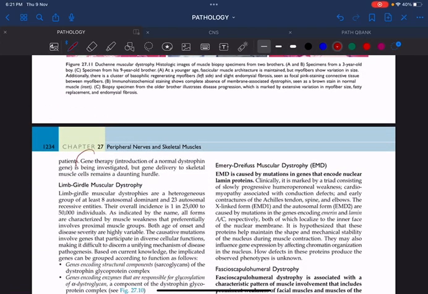Gene therapy is actually ongoing. Already we have a lot of gene therapy modalities for Duchenne muscular dystrophy.